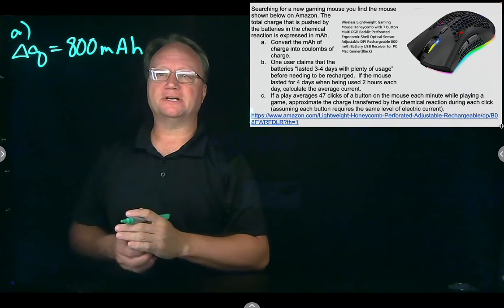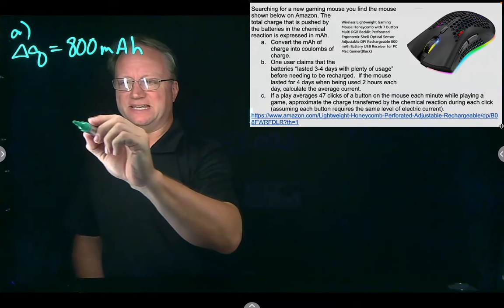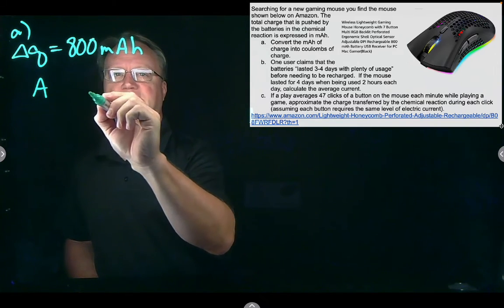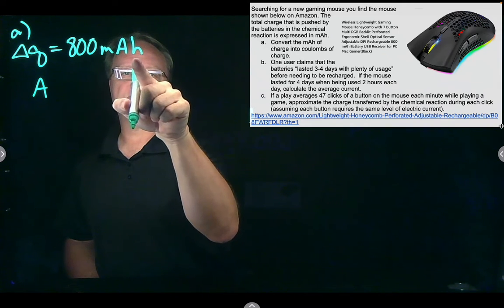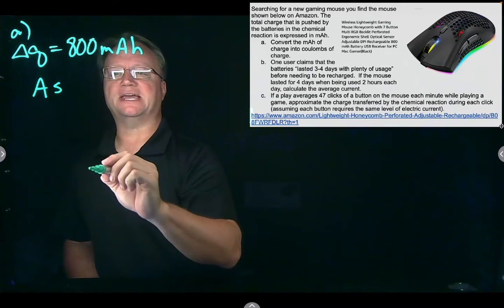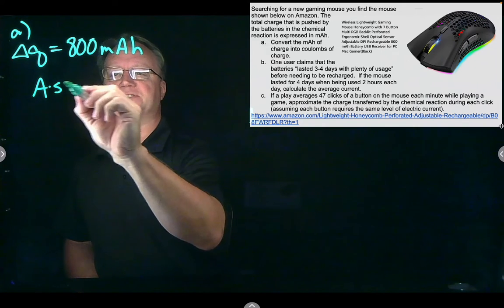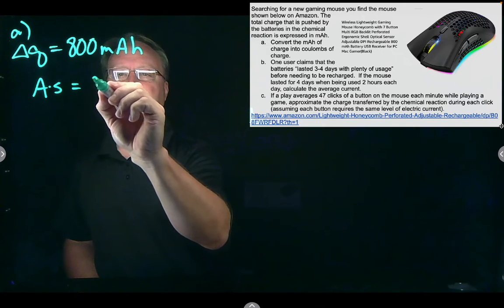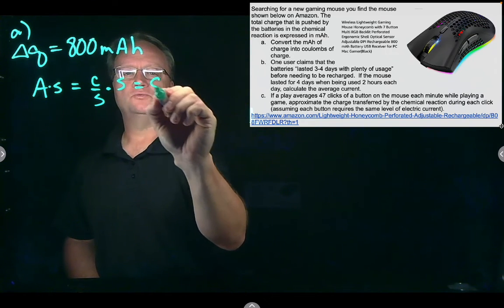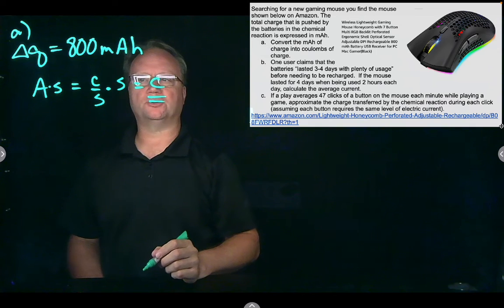So if we can get from milliamps to amps and hours to seconds, this would be an amp second. In an amp second, an amp is a coulomb per second, and that would be times a second, which would give us coulombs of charge.